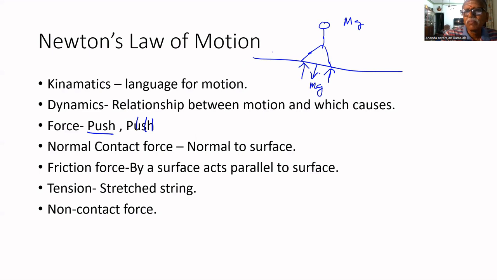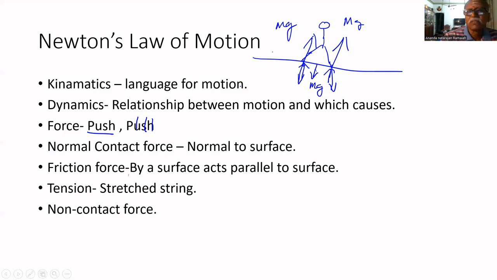If it doesn't give, what will happen? Because of this mg, we will go inside the ground. So to avoid that, a normal force is given by the ground that is equal to mg. That is called the contact force, normal contact force.